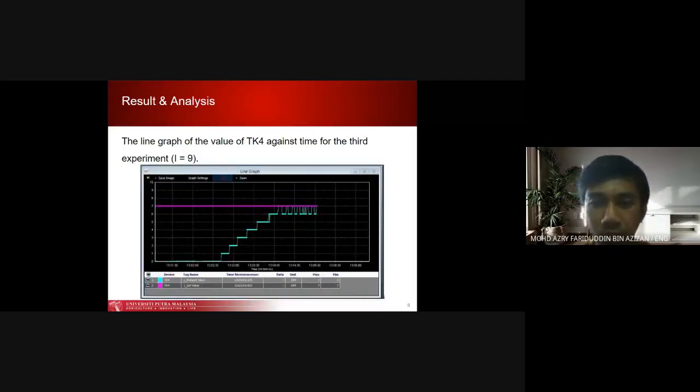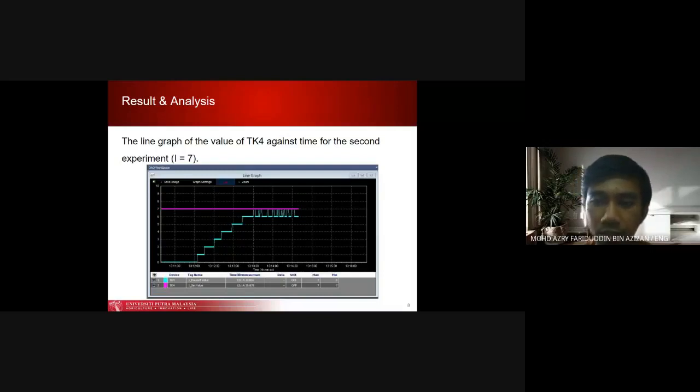So, okay. This is the graph for the second experiment, where the integral value is 7. Based on the graph, the blue color remains constant at 0 value of TK4 for 15 seconds after the experiment begins. After that, the value of TK4, the blue color, starts to increase until it reaches the set value, the pink one, which is 7. The time taken for the value of TK4 to reach the set value is 85 seconds.